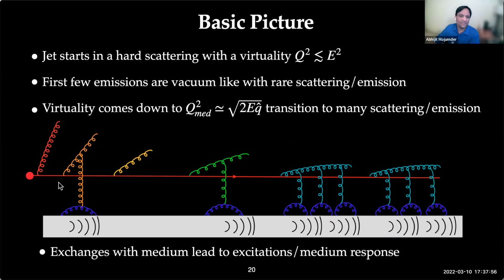So I call this the radiation dominated regime, where there are lots of radiations and occasional scattering only. And at some point, the virtuality comes down to the scale, 2 times the energy times Q hat, and it transitions to a very different kind of regime where the radiations become rarer, but the scattering becomes much more prevalent. This is what I call the scattering dominated regime, where there are many, many, many scatterings per emission.